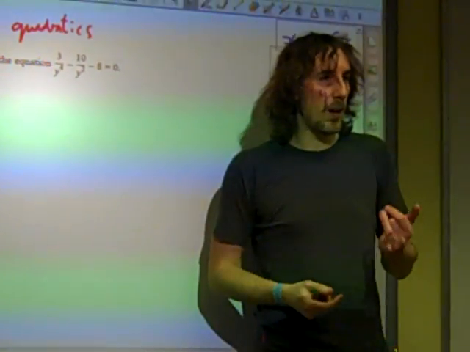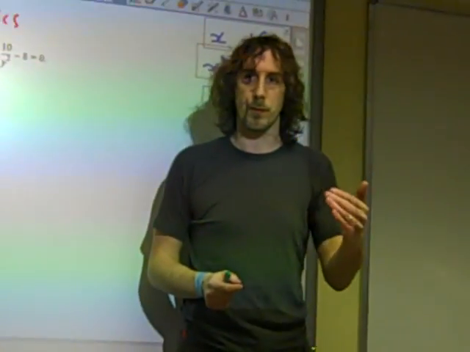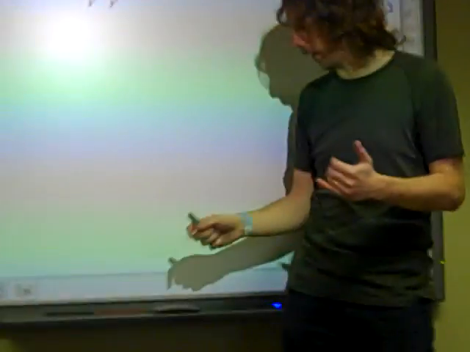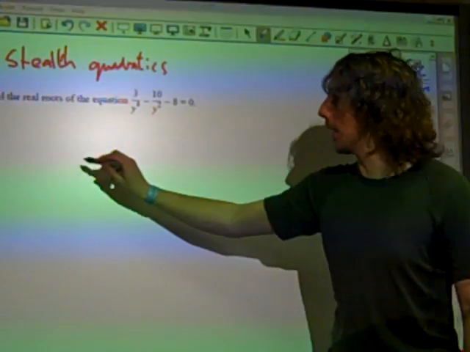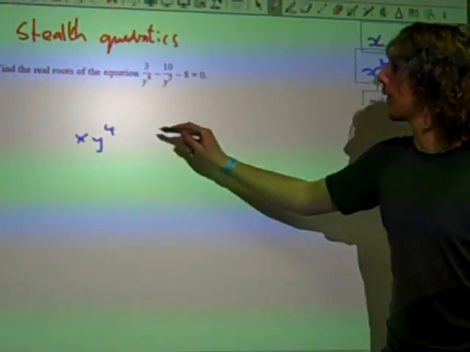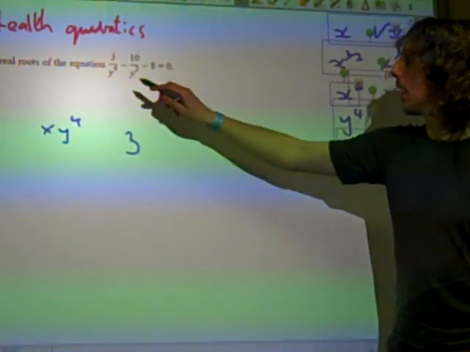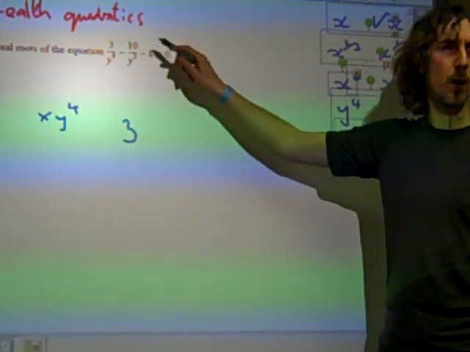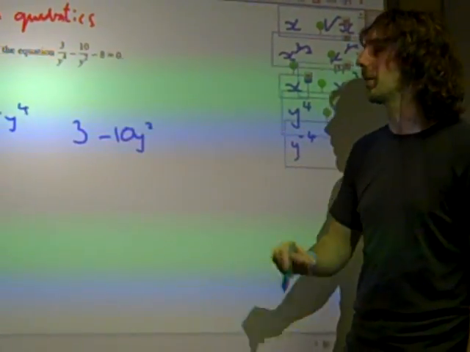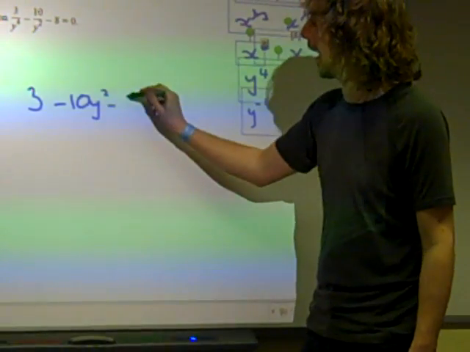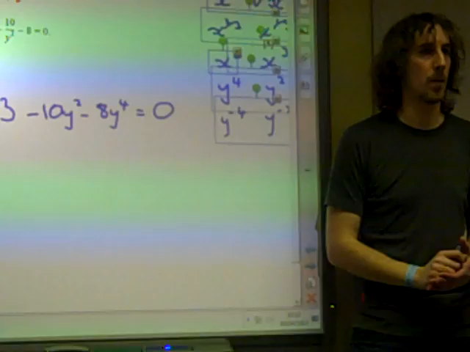As I say, there are a couple of ways we could do this, but what I would like to do with this is, because we've got an unknown on the bottom of the fraction, I'm going to multiply through by that unknown. So the first step is going to be to multiply everything by y to the 4. Now that would give me 3, once I've times by y to the 4, minus 10 y to the 4 over y squared. Now the y squared would cancel, so that's a 10 y squared, minus 8 y to the 4 is equal to 0.